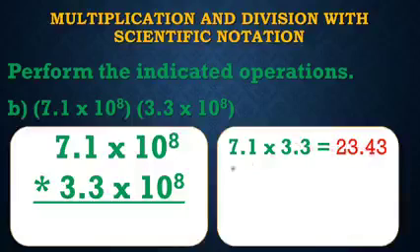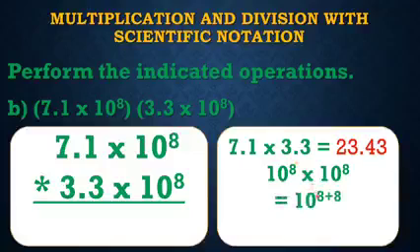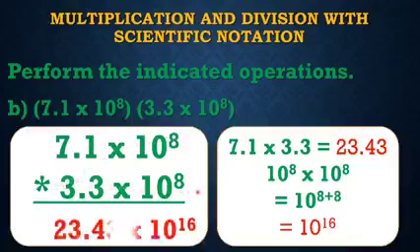23.43. Okay, what we will do with the exponential number, we need to multiply 10 raised to 8 times 10 raised to 8. We have the same base of 10, so we just copy it, then add the exponent. That is 10 raised to 8 plus 8. And 8 plus 8 is equal to 16. That means 7.1 times 10 raised to 8 times 3.3 times 10 raised to 8 is 23.43 times 10 raised to 16.